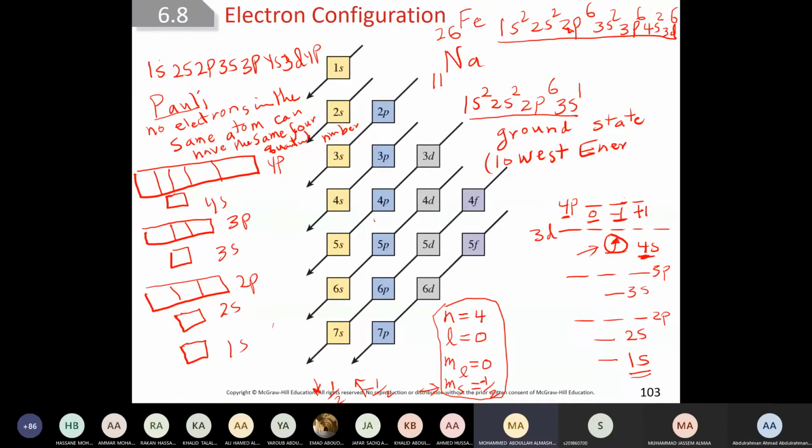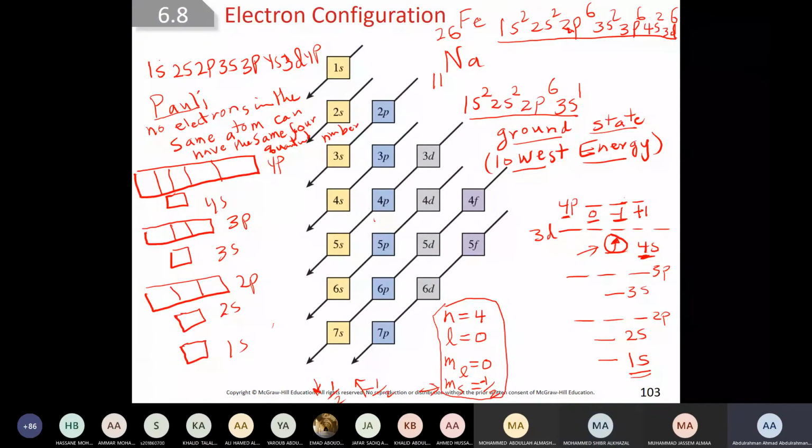The lowest energy. What's the structure of sodium? 1s2, 2s2, 2p6, 3s1. That is the ground state. What do you mean by ground state? That's the lowest energy for sodium. When n equals 1? No.